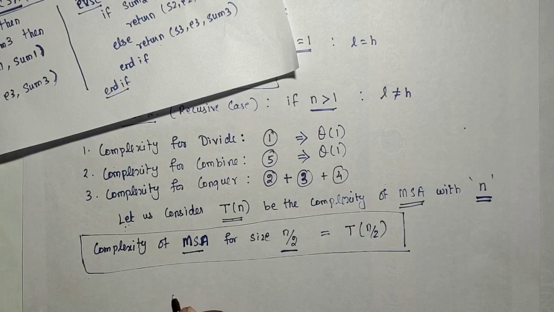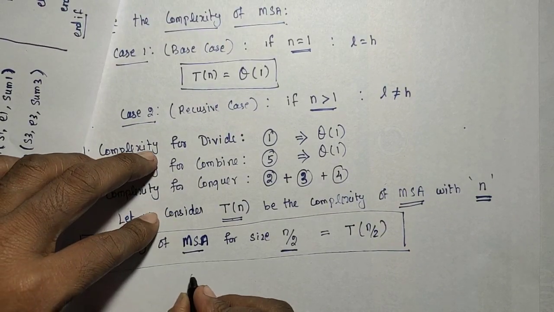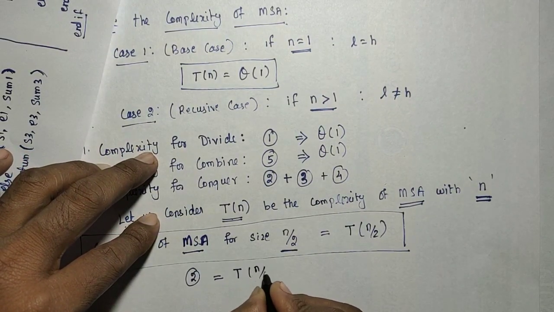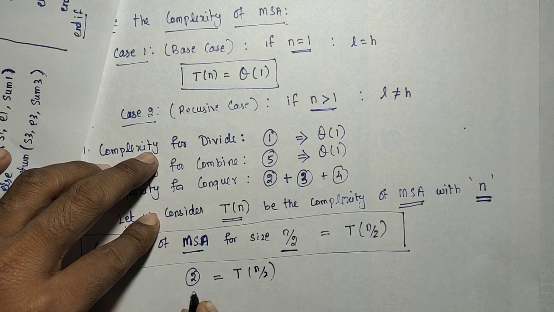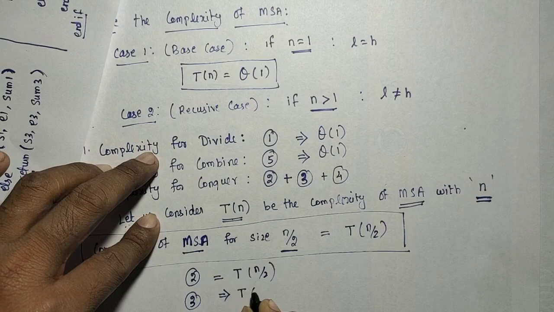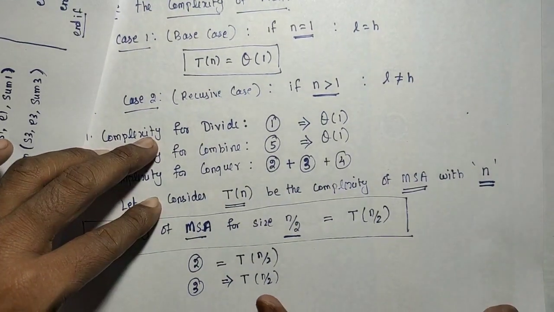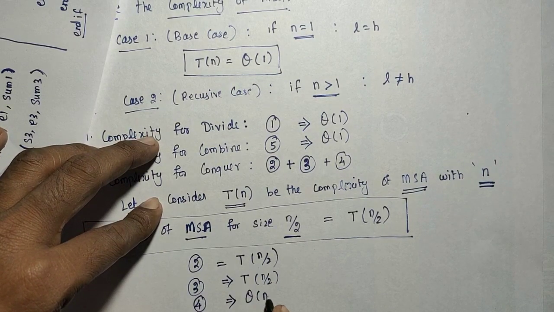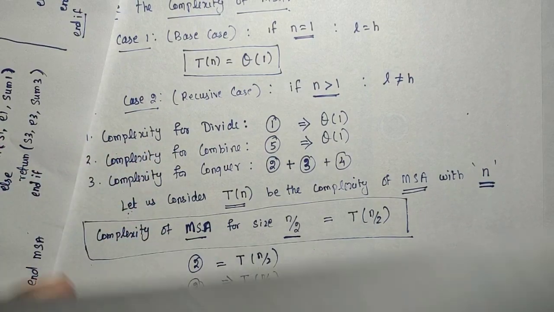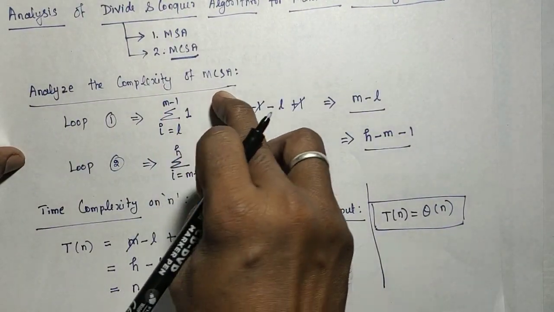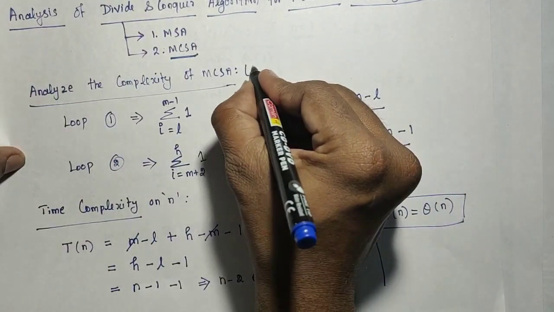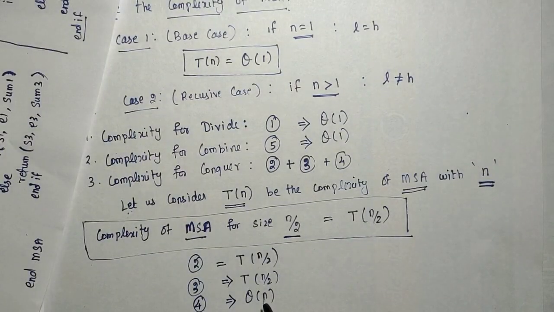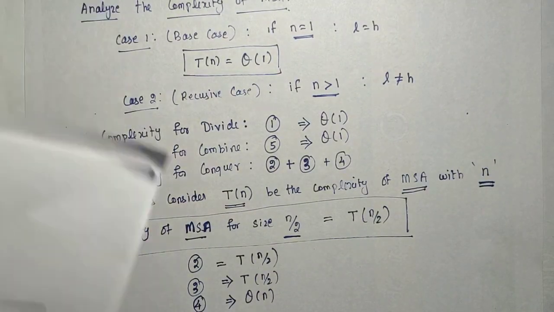So the step 2 complexity is T of n by 2, and the step 3 complexity is T of n by 2, and the step 4 complexity, we already found, is theta of n. That is what we found in the complexity of merge sort for size n, analyzed as theta of n, which we have substituted here.